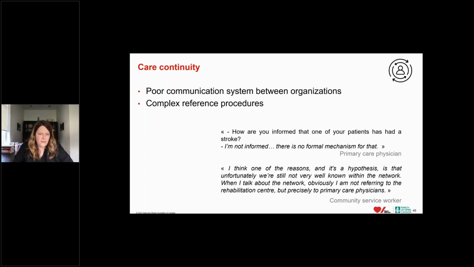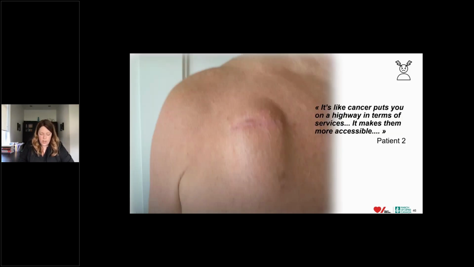This is a picture of one of the participants who had cancer after his stroke event. So as a few participants described, unfortunately, a few people with lived experience related to the fact they gained access to services, often related to psychological health, that they thought they would have access to after their post-stroke condition, but only weeks or months later.